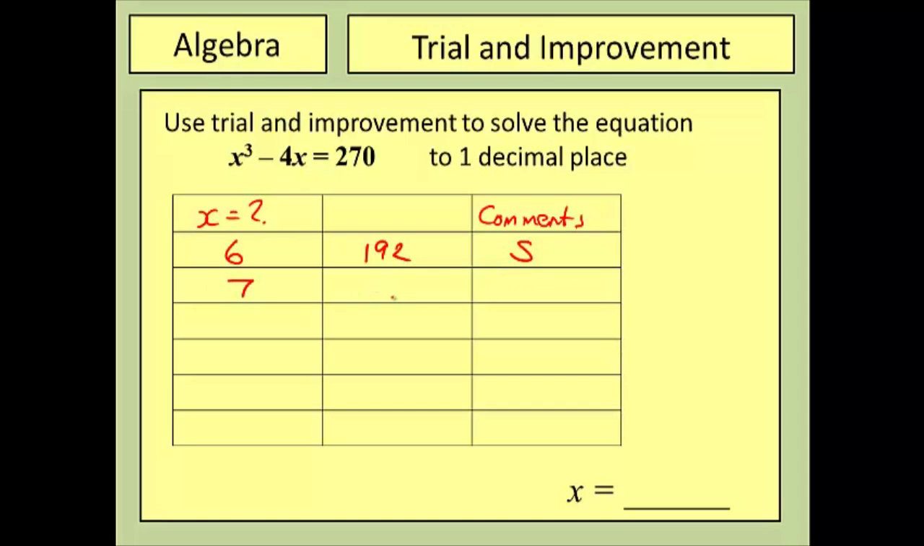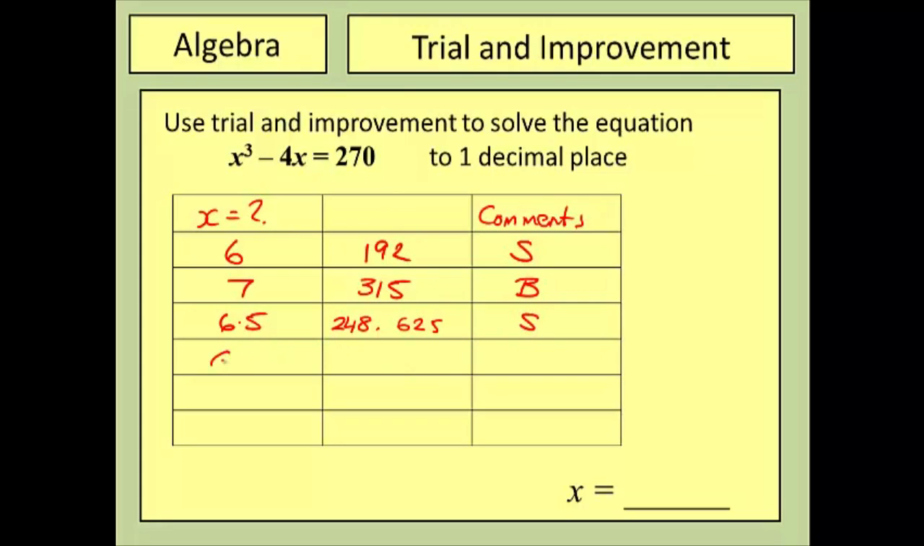So next one I'm going to try is 7. When I stick 7 into this equation, I end up with 315, which is too big. And that's quite nice because it's now trapped between 6 and between 7. So I can start exploring the decimals. If I try 6.5, then what I end up with is 248.625. Comparing that to what I want, 270, I can see that that's too small.